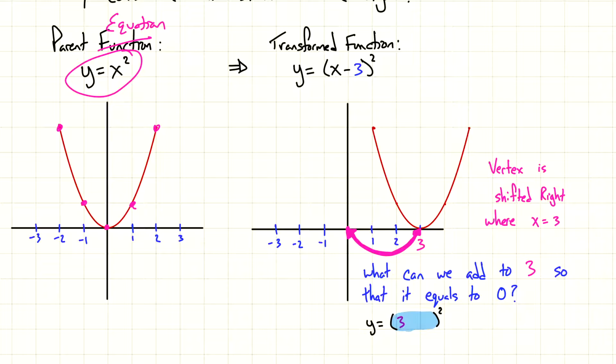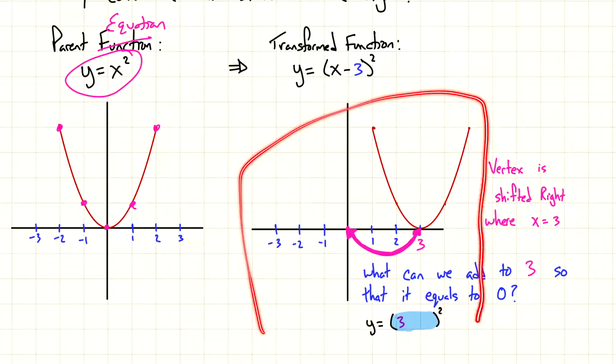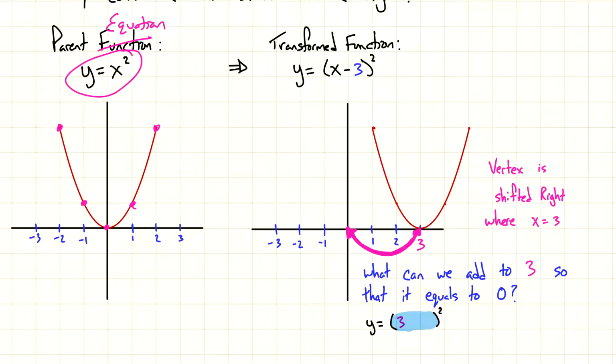If you think about this, here I have the graph of this new equation. If we actually graph it and look at its new location, the vertex has shifted to the right, where x equals 3. So this vertex is now at x equals 3. This is where I have the parabola. Now the question is, what is the equation going to look like?